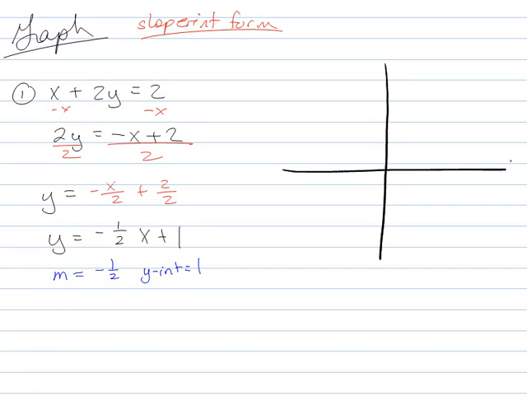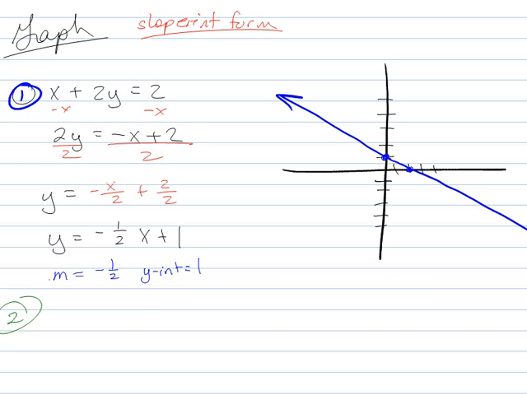I'm not going to get it straight. Alright, I'm going to graph the first one in blue. The y-intercept is 1, and then my slope is negative 1/2, so down 1 over 2. Okay. So really it's going to look something like that. Okay, so that's my first one. Now let's look at the second one.